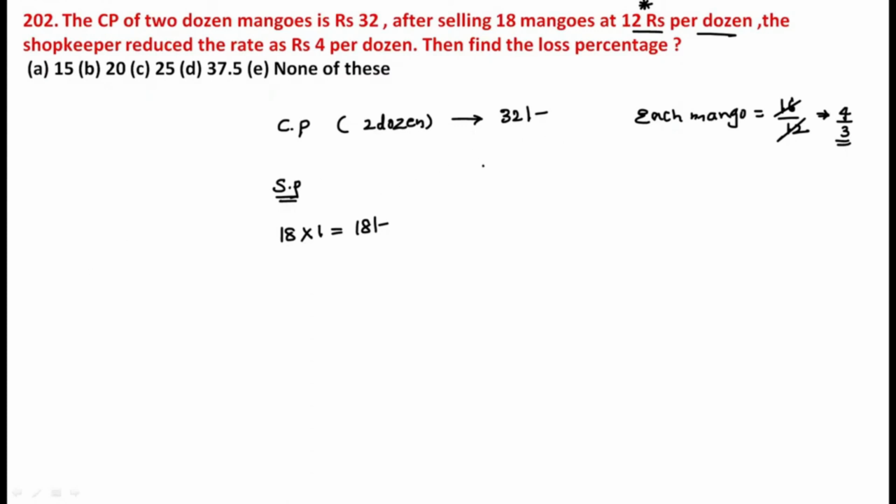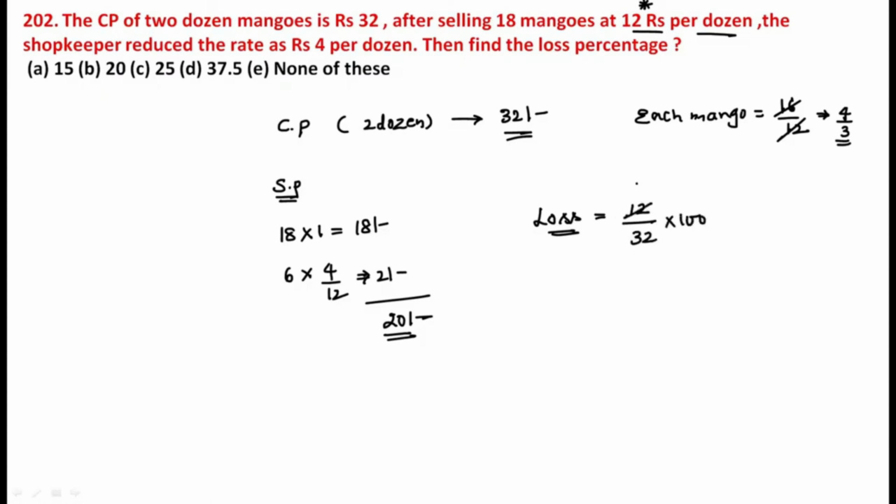Now whatever remains, of the 2 dozen we are left with only 6 mangoes. Each dozen is 4 rupees, so each mango price is exactly equal to 4 by 12. Now we can get 2 here. Now the 2 dozen selling price is 20 rupees, and the 2 dozen cost price is 32 rupees. Definitely a person earns a loss because the cost price is higher than the selling price. So how much loss is it? We get exactly 12 rupees loss out of 32.